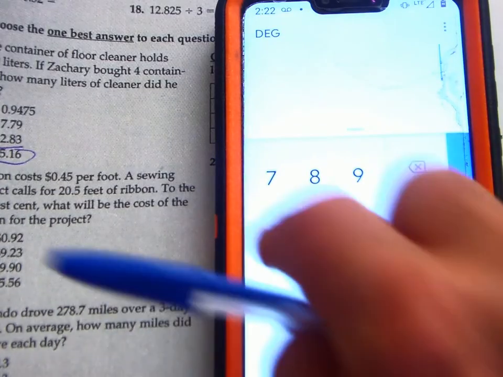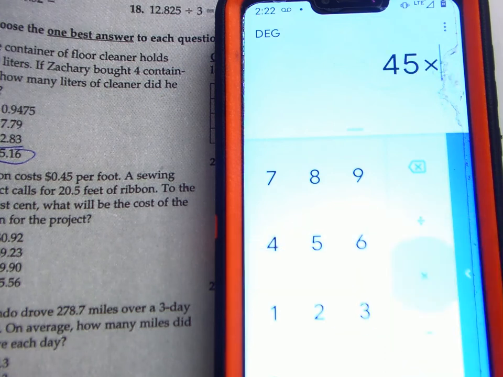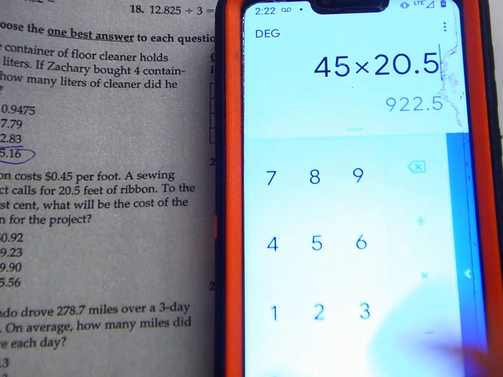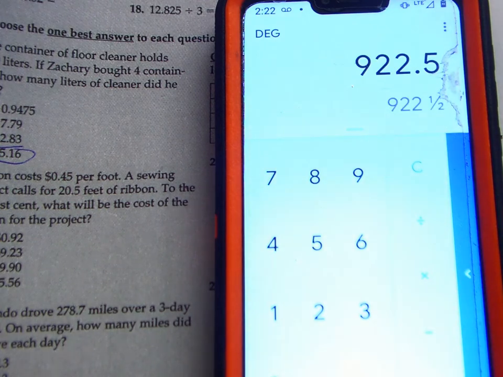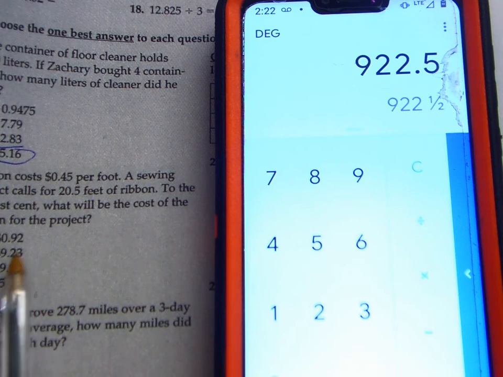Okay, 45 cents times 20.5 feet equals, it says 922.5. Now, did I do something wrong? I think I did something wrong. Okay, because to the nearest cent might be that.